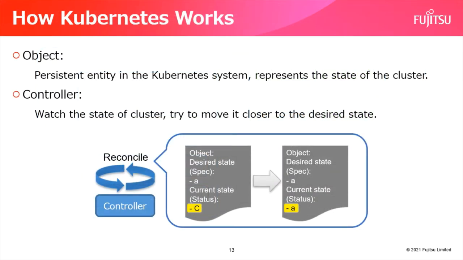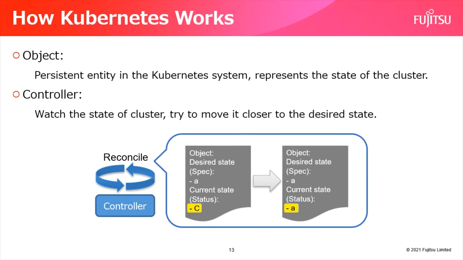Next is about how Kubernetes works. Kubernetes keeps the system always at the desired state. To do that, we first need a way to describe the system. And that is done by using objects defined by Kubernetes. An object is a persistent entity in the Kubernetes system that represents some state of the cluster. For example, a pod is an object representing the state of containers. A pod has all the information for running a container, like which image should be used, or which configuration should be passed, etc.